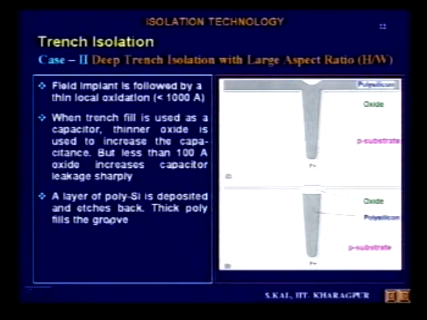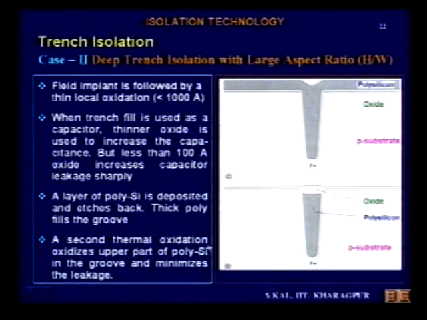A layer of polysilicon is deposited and etched back. This polysilicon is deposited, now etched back, thick poly fills the groove. If you etch back the polysilicon, then you will get exactly planar. And then you can go for second thermal oxidation, which covers the upper part of the poly with silicon dioxide, isn't it? Second thermal oxidation oxidizes the upper part of the polysilicon in the groove and minimizes the leakage. So that means this polysilicon is completely covered by oxide, side and bottom.